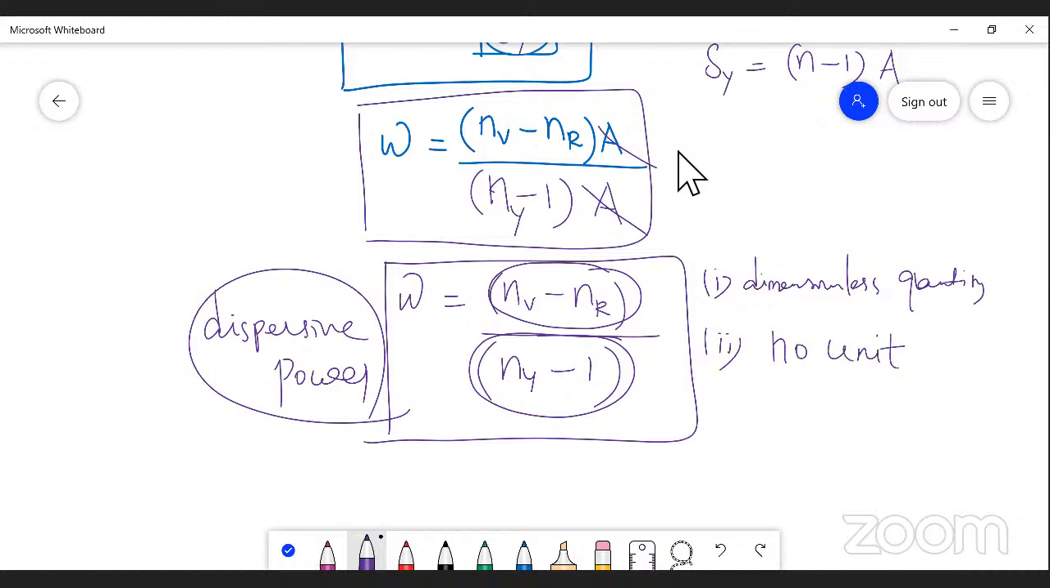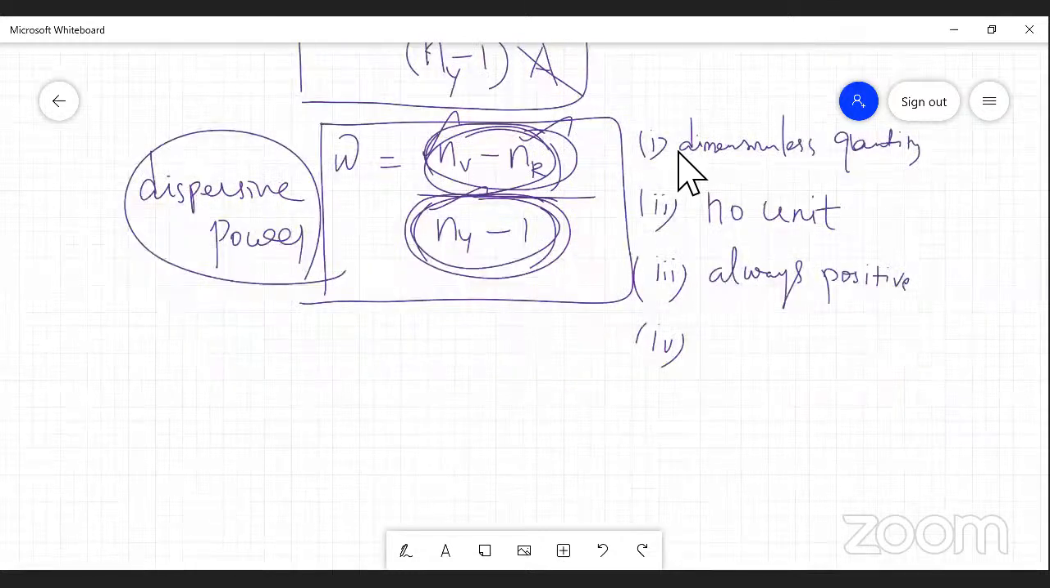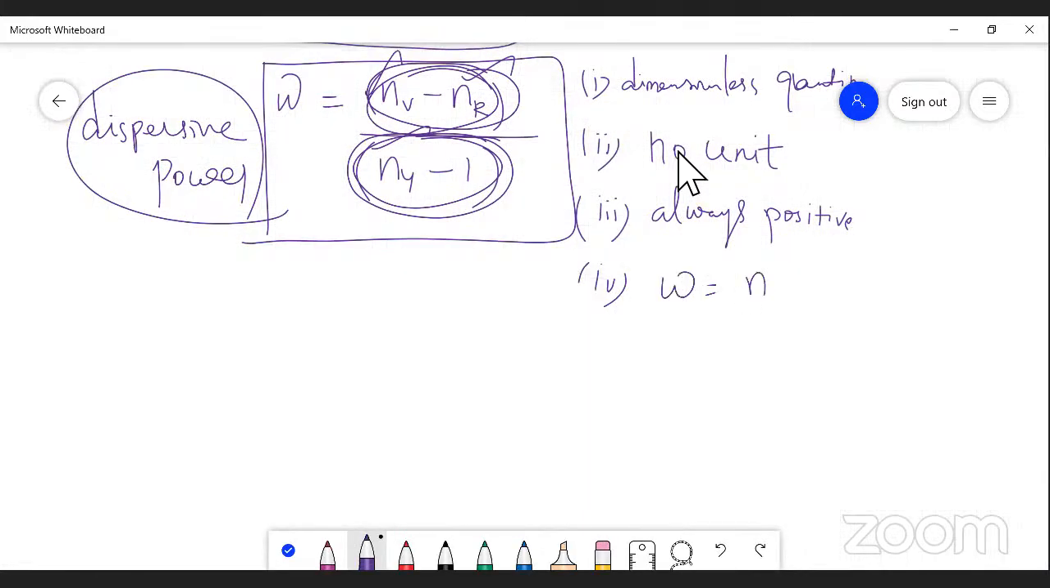The next one is very important: this is always positive. This value and this value are also positive, that's why it is always positive. And the last one is that dispersive power depends on the nature of the material. This is the refractive index of violet, this is the refractive index of red, and this is the refractive index of yellow. It depends on the nature of the material of the prism. Omega is equal to NV minus NR divided by NY minus 1.